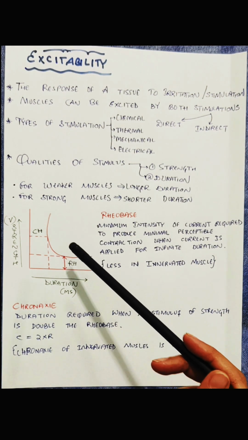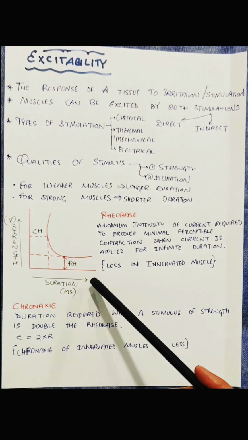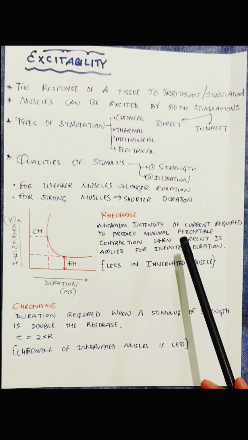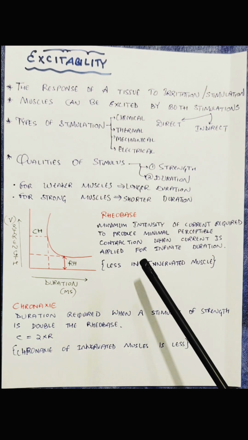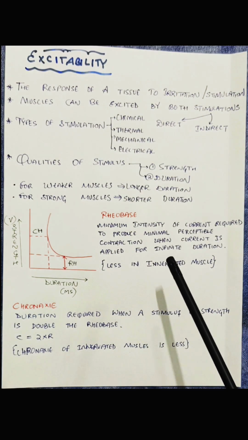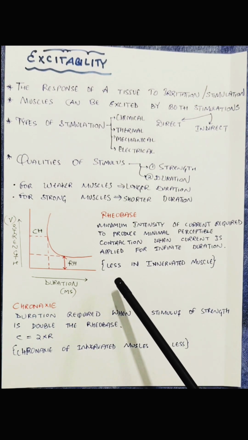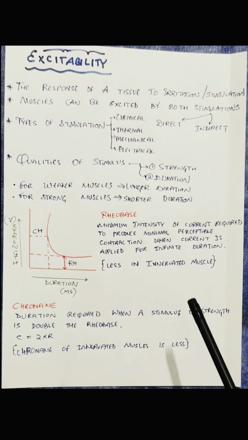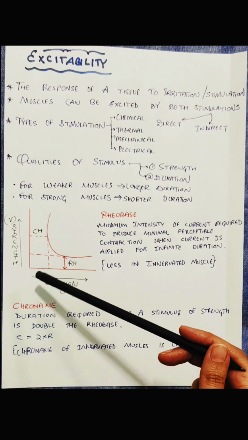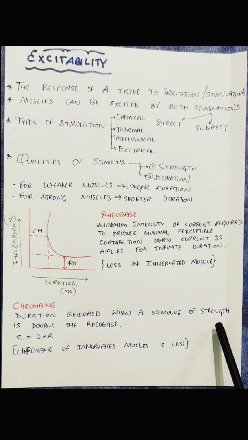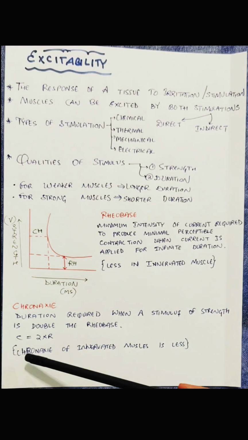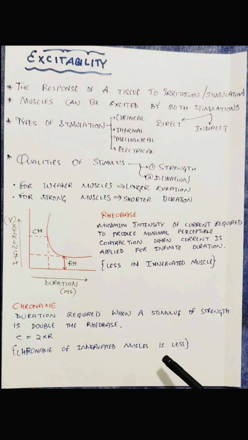Now there is a rheobase and chronaxie in the strength duration curve. Rheobase is what? It is the minimum intensity of current that is required to produce minimal perceptible contraction when current is applied for infinite duration, and it is seen it is less in innervated muscles. Now chronaxie, on the other hand, is the duration that is required when a stimulus of strength is double the rheobase. So chronaxie of innervated muscle is less.